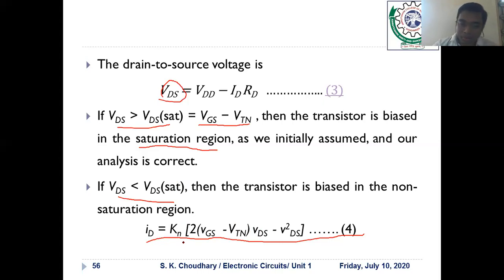Is it clear up to this point? DC analysis clear hai? Anyone has any doubt? Because it is very important analysis. Okay, good. Some response is coming.